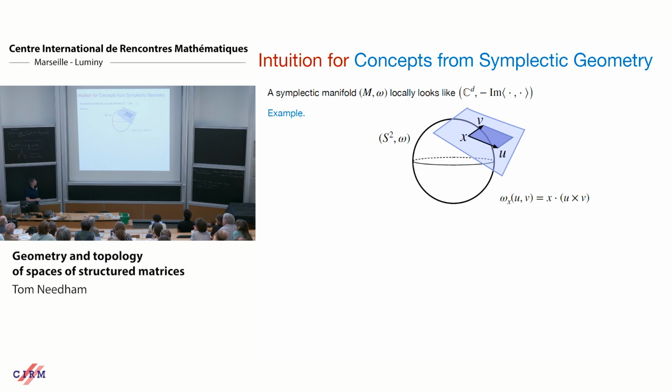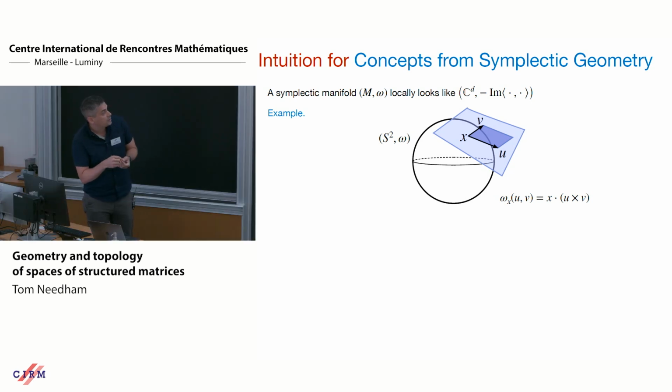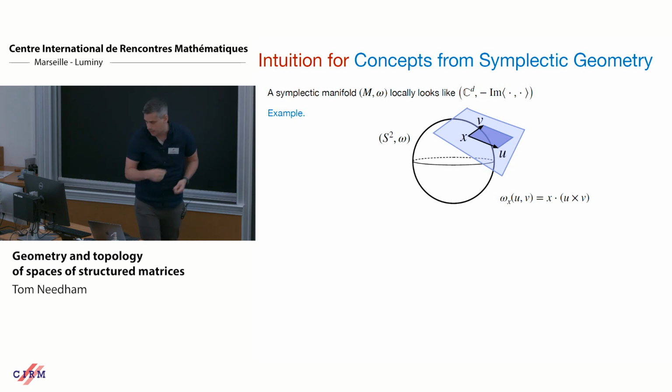A symplectic manifold is a manifold with some geometric structure, and locally it looks like a complex vector space with the negative imaginary part of a Hermitian inner product. An example to keep in mind is the two-sphere. The geometric structure changes from point to point. It eats a pair of tangent vectors and gives you a number. This particular symplectic structure eats the two tangent vectors and returns the signed area of their parallelogram.